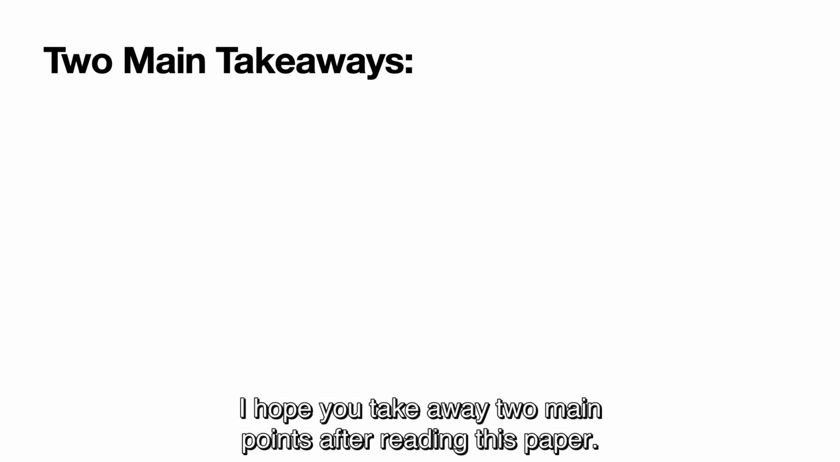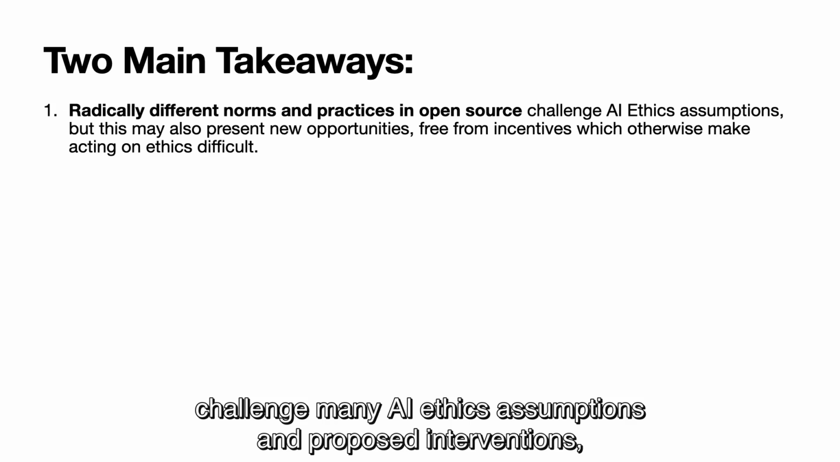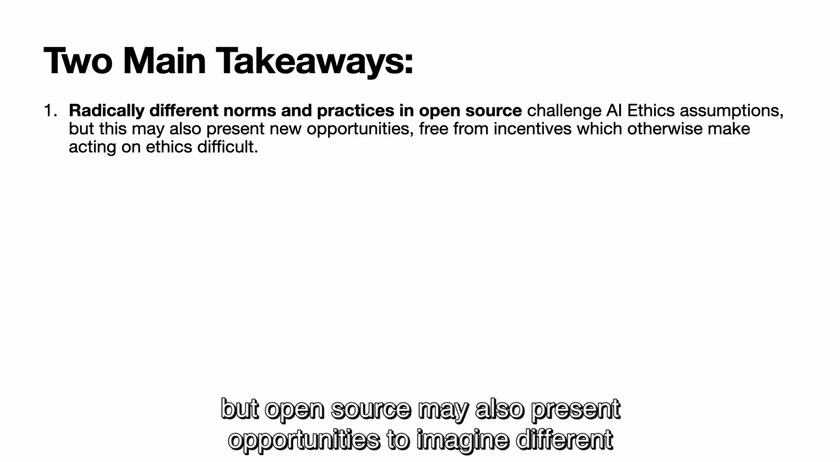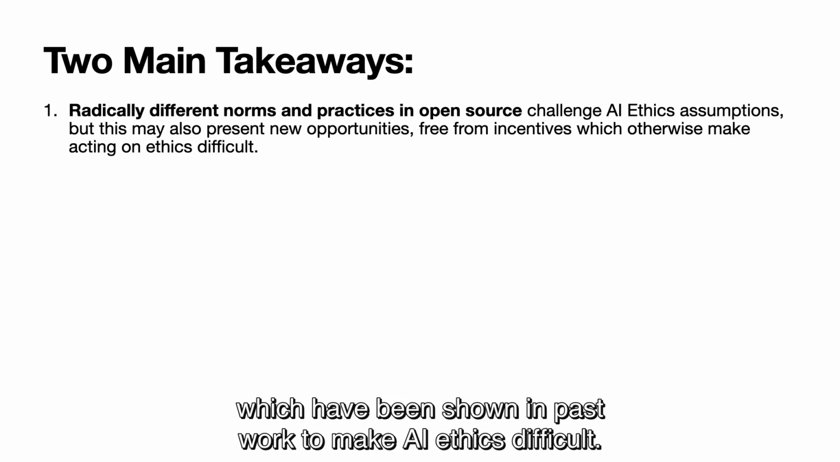I hope you take away two main points after reading this paper. Firstly, we show that radically different norms and practices in open source software challenge many AI ethics assumptions and proposed interventions, but open source may also present opportunities to imagine different possibilities, in a context more free from market incentives which have been shown in past work to make AI ethics difficult.